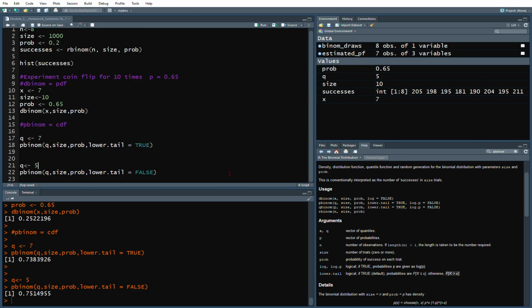So let me quickly recap what we studied today. We studied the R functions pbinom and dbinom. dbinom is a PDF function, and pbinom is a CDF function, and we use those functions to calculate PDF and CDF values for coin flips.